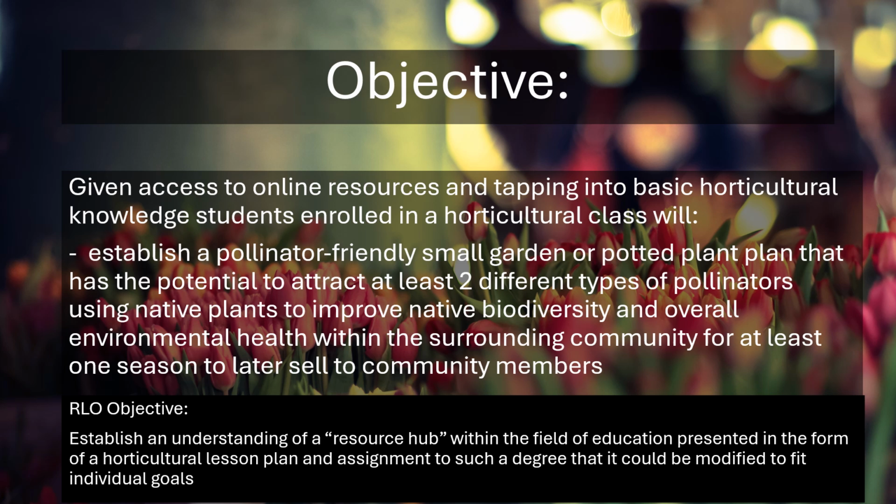The RLO objective is to establish an understanding of a resource hub within the field of education presented in the form of a horticultural lesson plan and assignment to such a degree that it can be modified to fit individual goals. In other words, the RLO objective is the overarching idea of this video. However, I'm putting it into the terms of a lesson plan in the horticultural class simply so it will be easier to understand how to utilize it in different ways that a resource hub could be used other than as something in business or your workplace where you would normally see it.